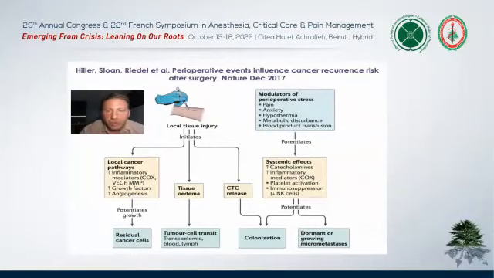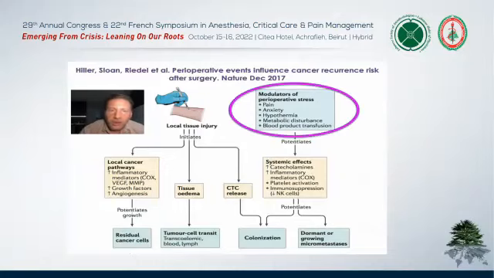Now, Jonathan Hiller published a nice summary in Nature in 2017 that highlighted the perioperative vulnerability that occurs through local tissue injury, and how certain tumor-promoting factors and modulators of perioperative stress, like pain, anxiety, hypothermia, and blood product transfusion, can increase the risk of cancer recurrence and metastasis at the time of surgery.